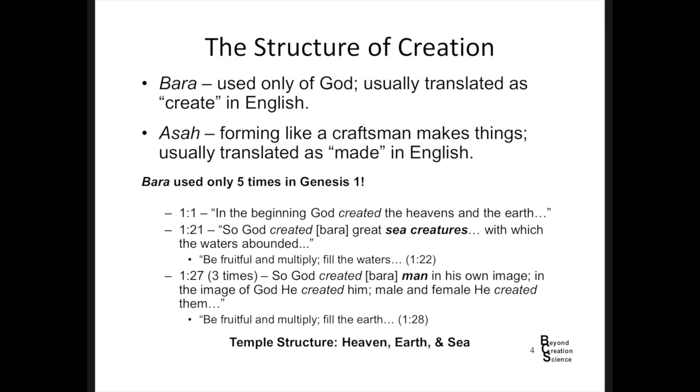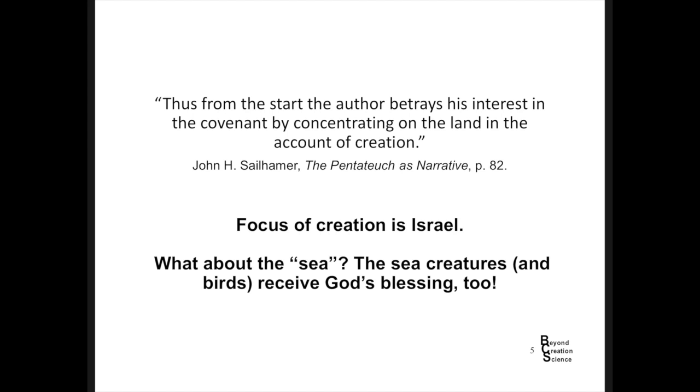And of course, we can see how the temple and the tabernacle are made after the pattern. Well, there has to be a pattern before them, and that's really ultimately what Genesis 1 is setting up: heavens, earth, and sea. Now, it should not surprise us then that Genesis 1 presents a special focus, a special emphasis on the land, right? I used this quote earlier. Dr. John Sailhamer says, "Thus, from the start, the author betrays his interest in the covenant by concentrating on the land in the account of creation."